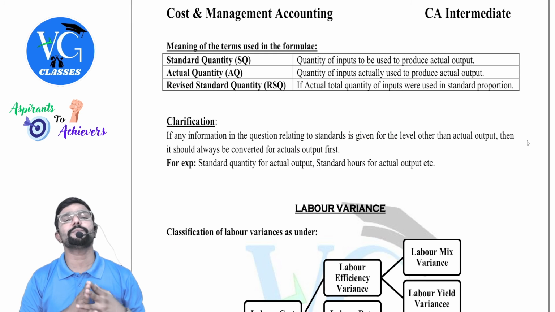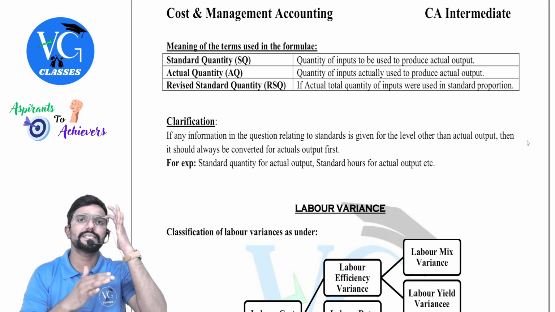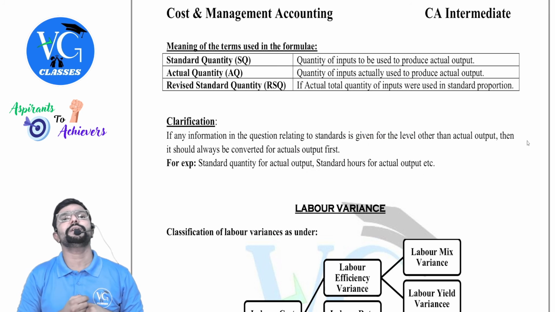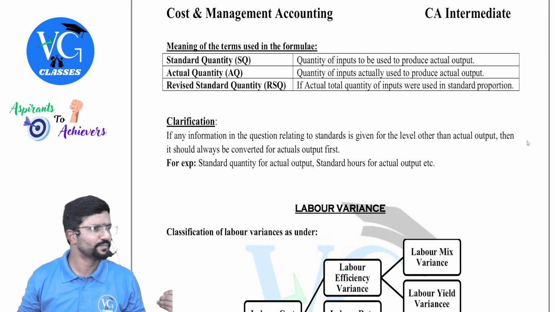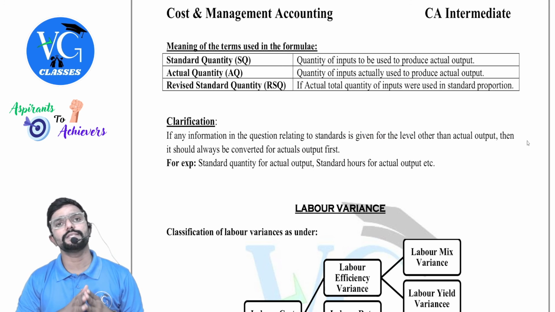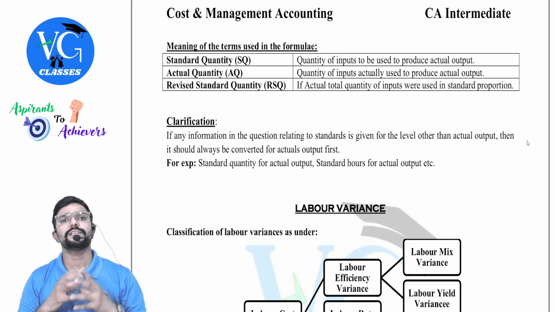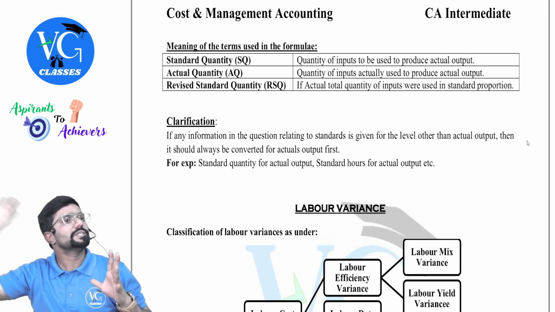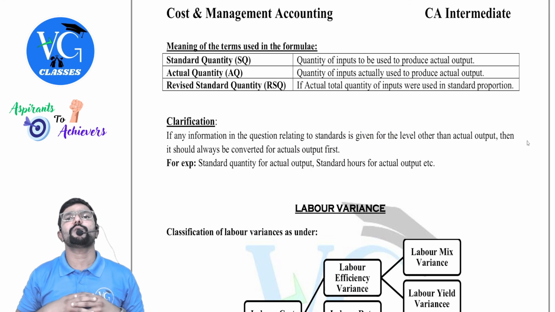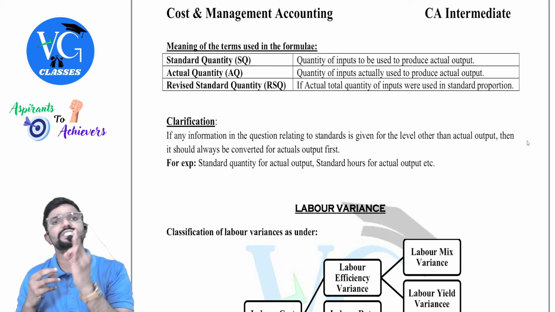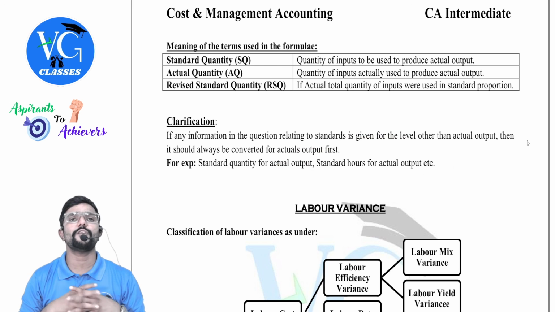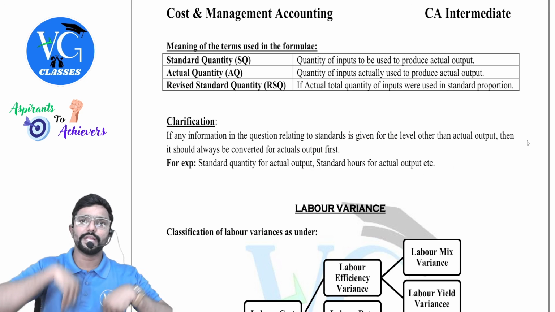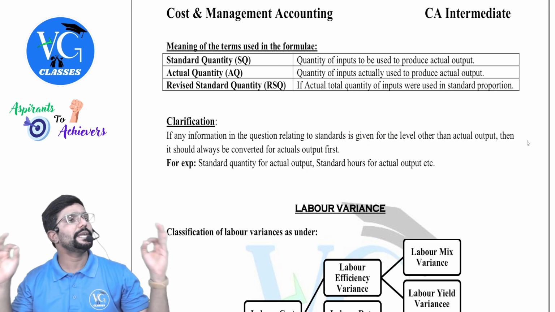Now, usage can also be subdivided into two categories, that is mix and yield. This will come only when we are using more than one category of raw material in the production process. That is two or more. Yes. What is the formula for calculating material mix variance? Usage. What is the formula for usage? Standard quantity minus actual quantity into standard price. Now, in place of standard quantity, we are bringing something called revised standard quantity. Guys, come on. What is the formula? Revised standard quantity minus actual quantity consumed into standard price.